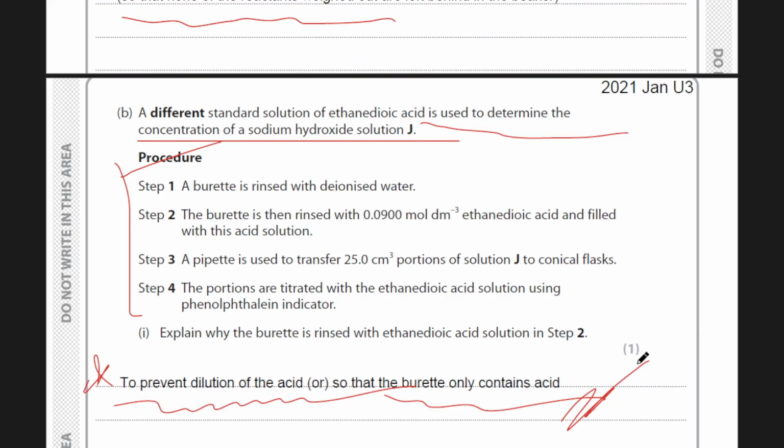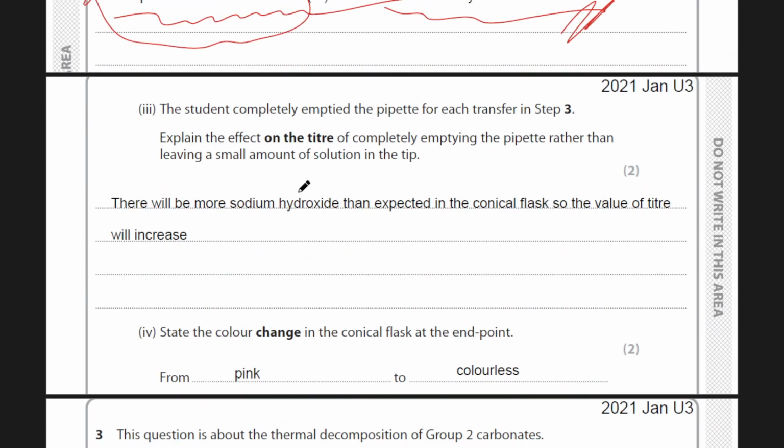Because if it's not rinsed, the burette might contain something other than acid, such as water, which we do not want. If water molecules are present, this will make the acid diluted, but that's not the thing that we want, right? Because if the acid becomes diluted, the whole accuracy of the reaction will decrease. That is why this is very much important.